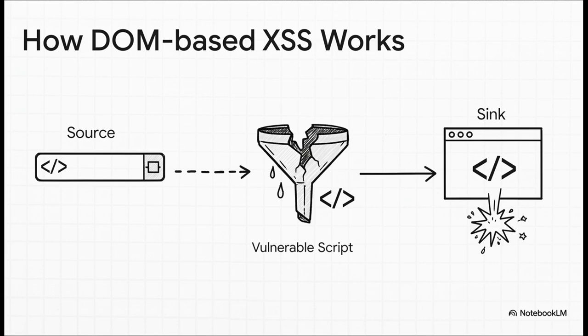So a script on the page grabs some data from a source, let's say a piece of the URL, and it passes that data to a sink, which is just a fancy name for a function that can actually change the web page. Now, if that data isn't sanitized, if it's not cleaned up, an attacker can craft a special URL that tricks the website's own legitimate code into attacking you. The page basically attacks itself.